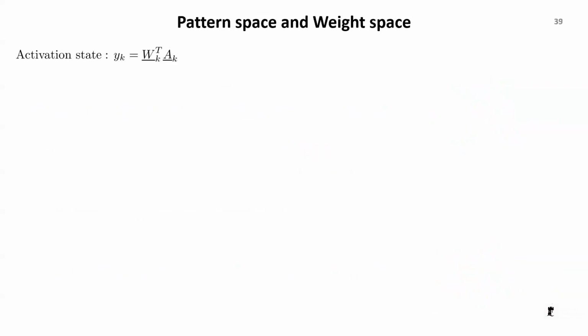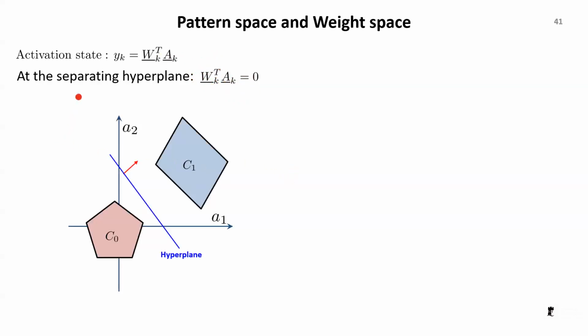Okay, pattern space and weight space. This is the new concept. Activation state, you know, this is the inner product of weight and input. And remember, at the separating hyperplane, it is the situation we have. So it is the input space, or some people call it pattern space, because it is A1, A2. We have the hyperplane that's separating the two classes, and then we have the orientation that is always pointing into the class 1, or the positive class.